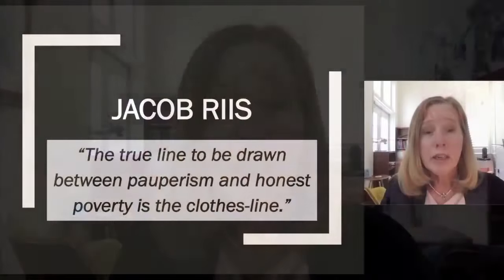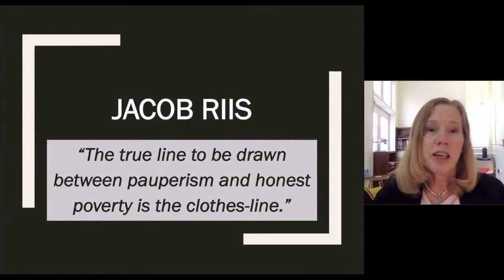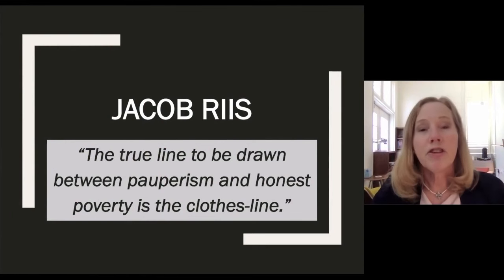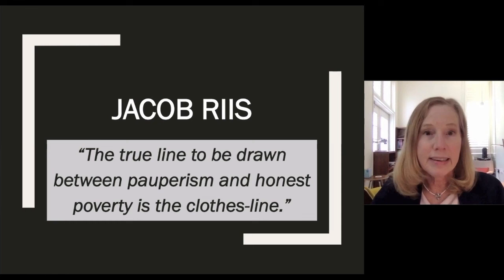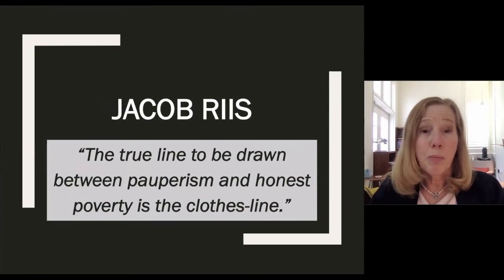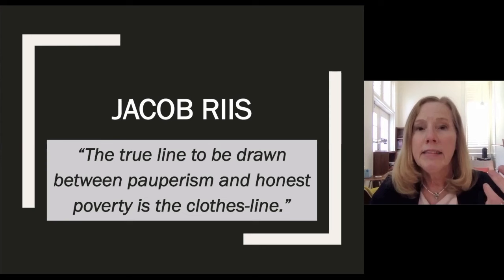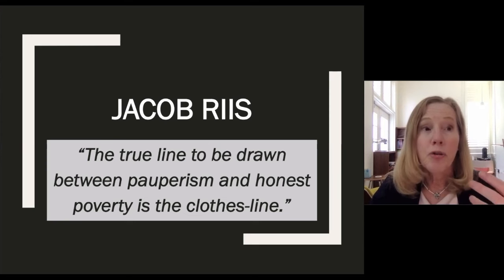So the first person that I want to start with is Jacob Riis. And many of you might already be familiar with Jacob Riis. Jacob Riis was a Danish immigrant who came to the United States in 1870. And by the 1890s, he was a reporter working in New York City, and he had the idea of pioneering a new technique of photojournalism.